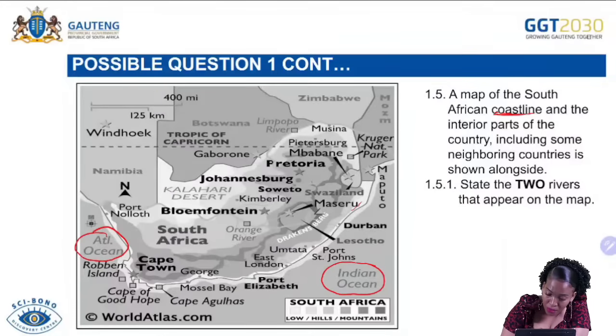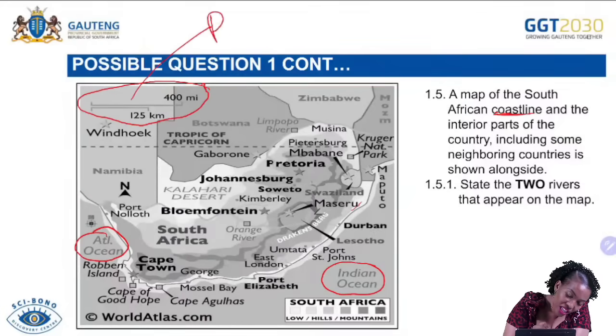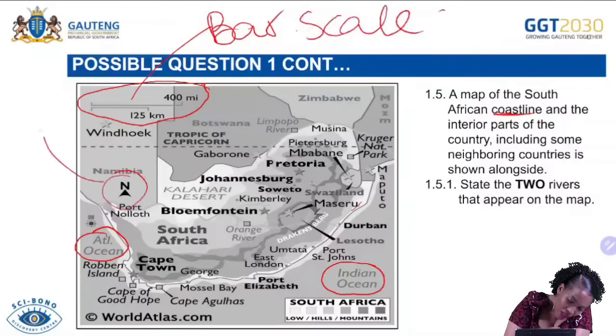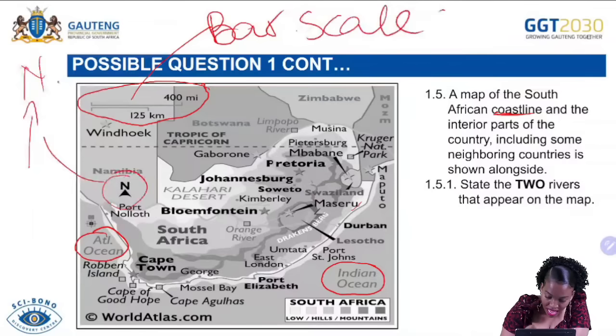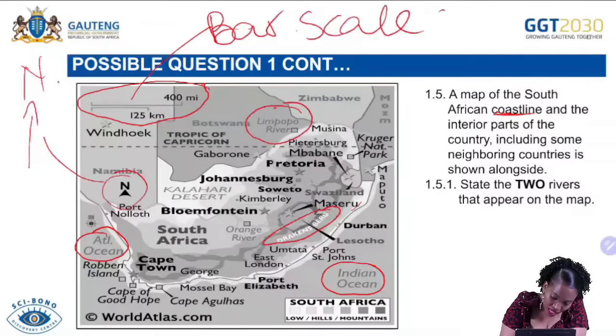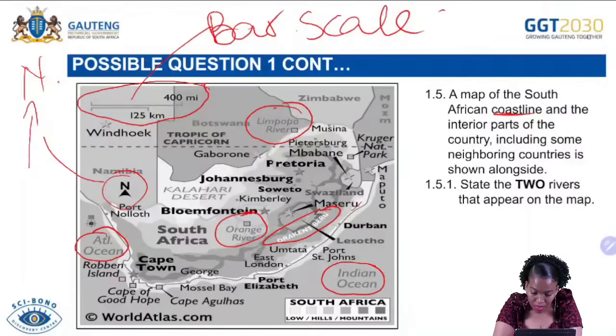So this is quite a very busy map. I can also see that this map has a scale, and the type of scale that is given here is a bar scale. And then what else am I seeing? I'm seeing the compass direction there, meaning that pointing up is north. And then I see the mountains here. What is the name of the mountain? It is the Drakensberg mountain. So there are also rivers. There is the Limpopo River there. There is the Orange River. So it is quite a very, very busy map.